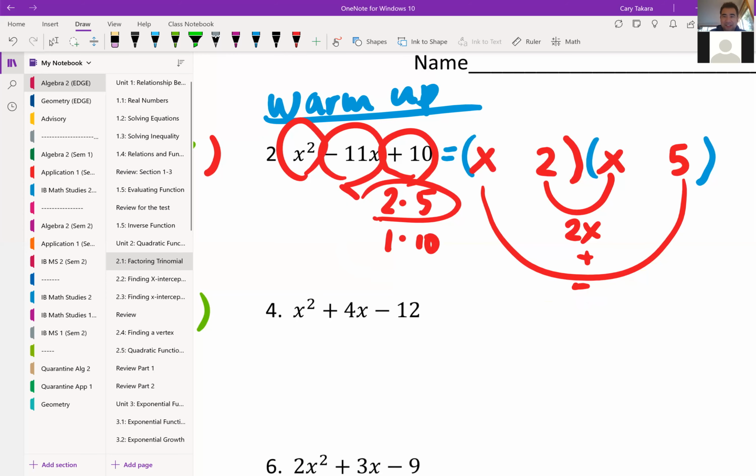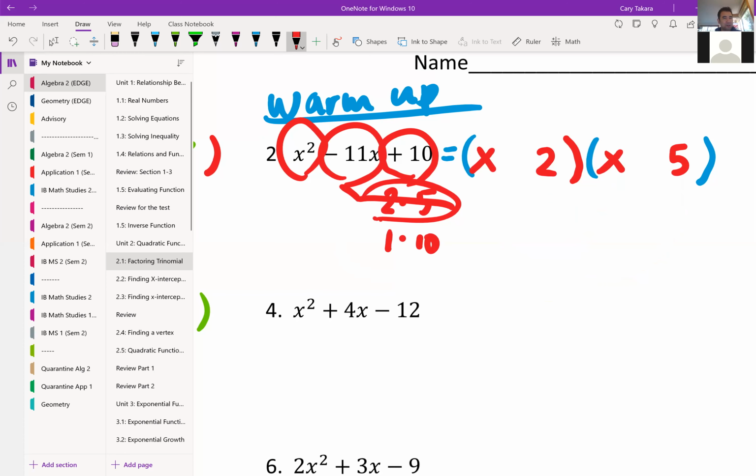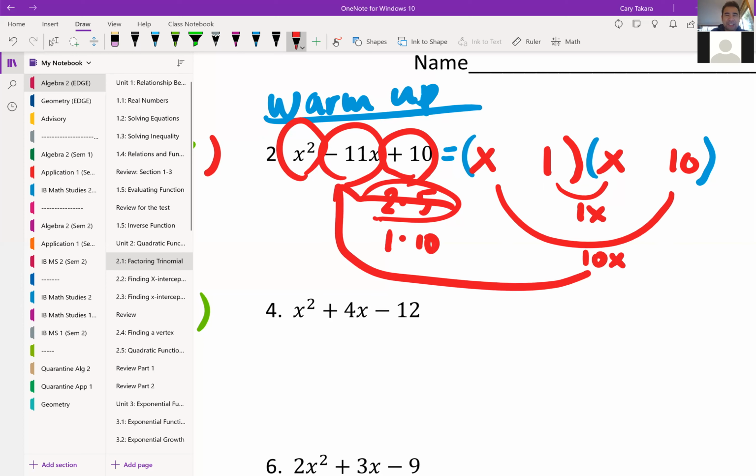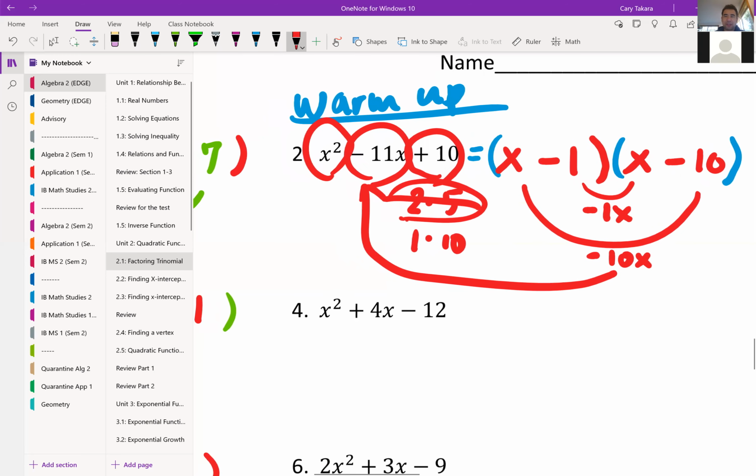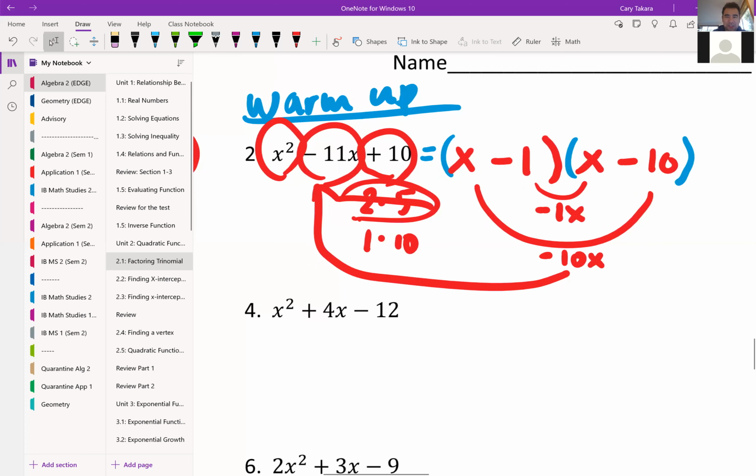Very good, Mia. That's right. So this 2 and 5 option is not going to work out, but it's going to be 1 and 10. And then it's 1x, you get 10x. Now, how do we get negative 11x? Well, you get negative 11x if both 1x and 10x are negative. So it will be (x minus 1)(x minus 10). And that works.